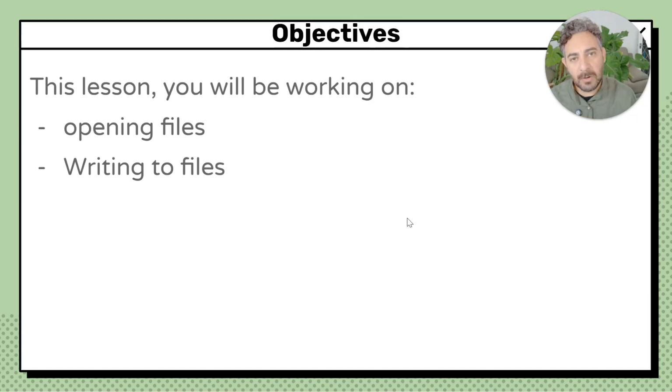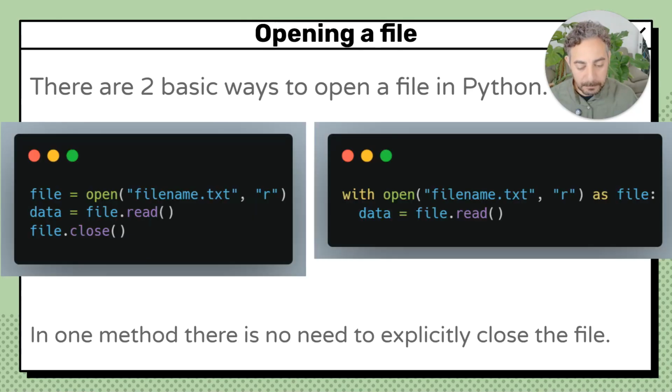Hey guys, today we want to conquer file I/O, in other words, file input output: to open files, to write the files, to read from files, and to close the files. In Python, there are two methods.